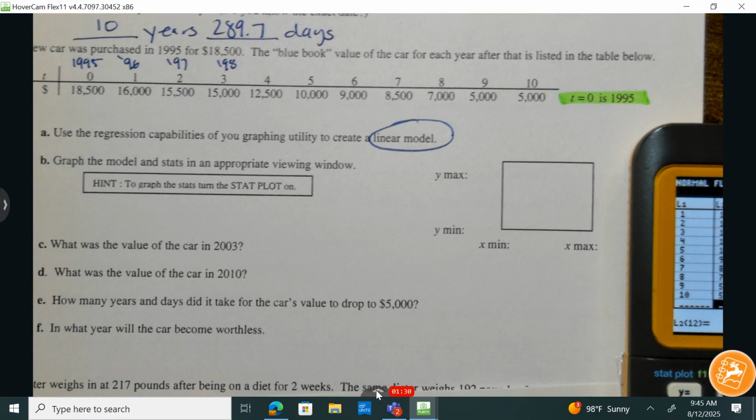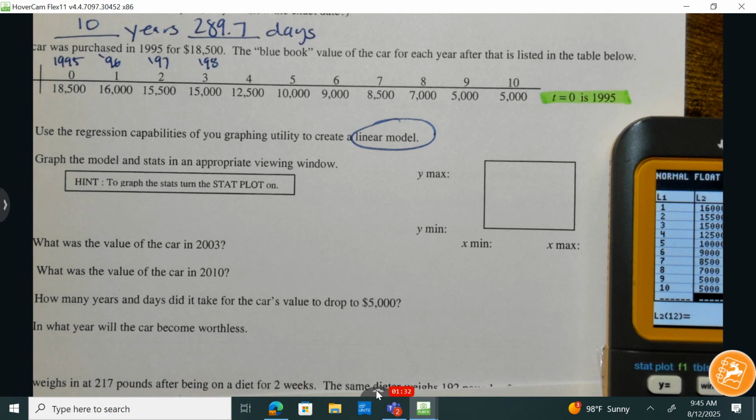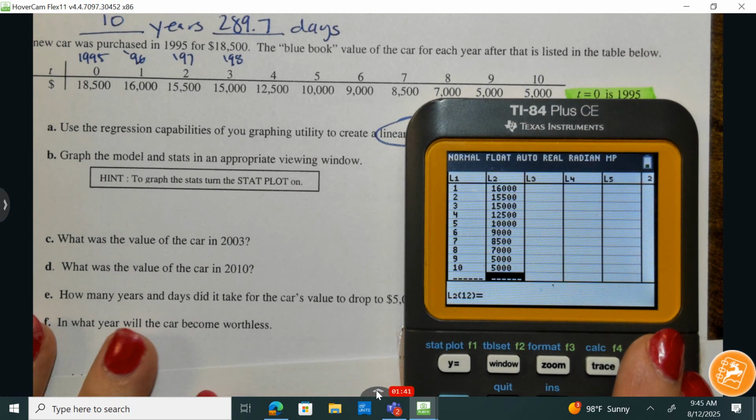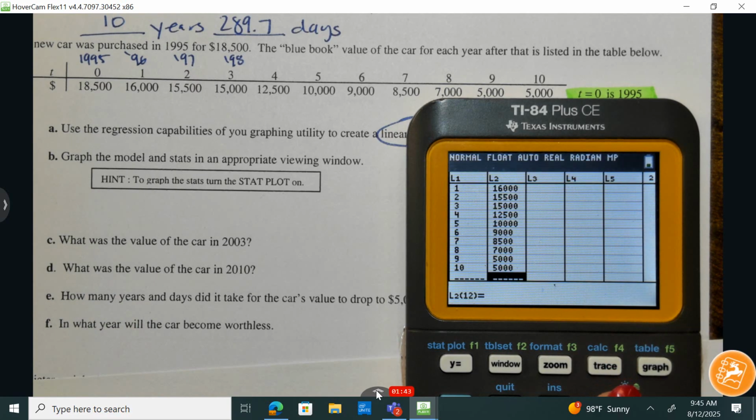So just like we did for the previous example, we need to somehow graph this, but it doesn't give me an equation like the previous example. We're going to use a linear regression model in order to come up with an equation. So if you are in class with me right now, we are following what's in blue.